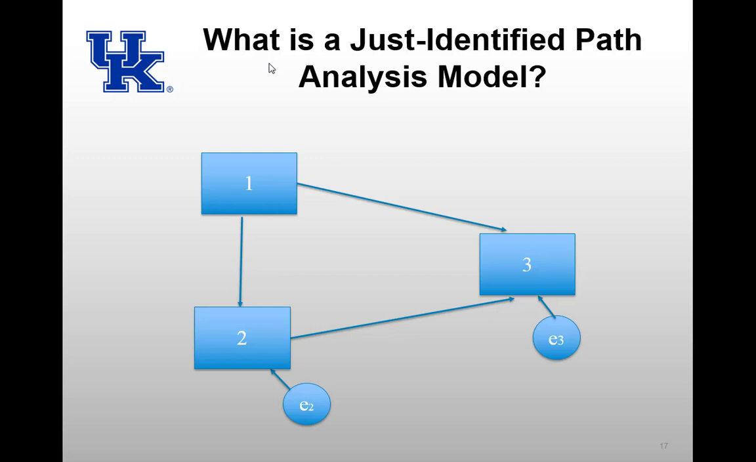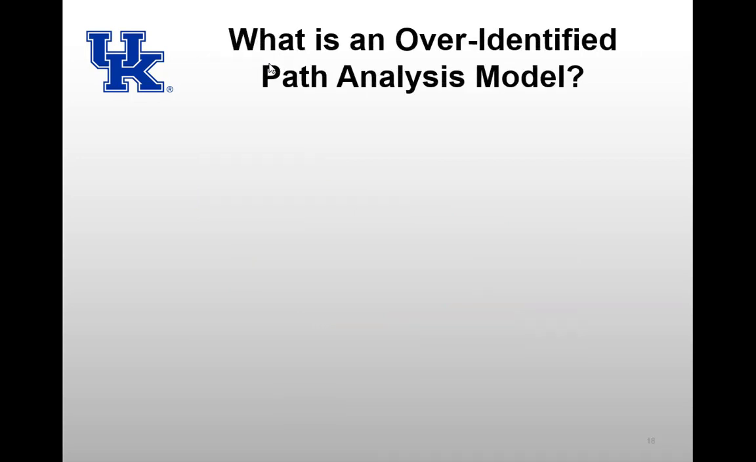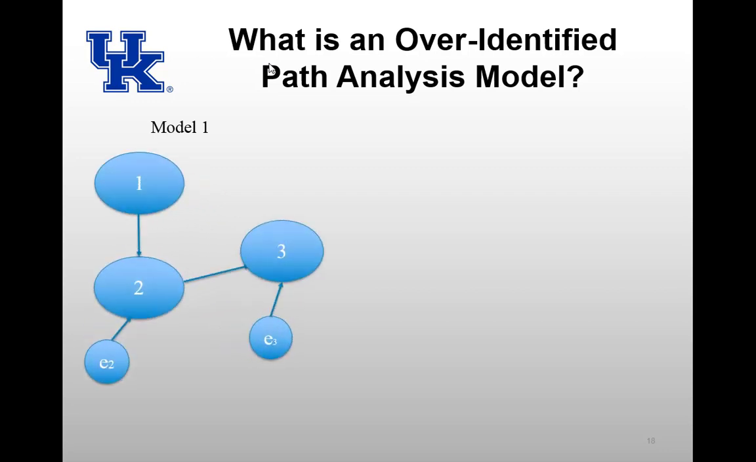Now we can see all 3 variables are connected to each other with a direct link. Do you see any missing link? No, this model has all the links. They're directly linked to each other. So we call that a just identified path analysis model or a saturated model. Now, if we take away a direct link, we will have an over-identified model.